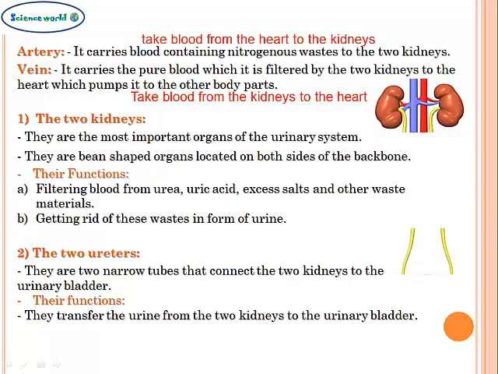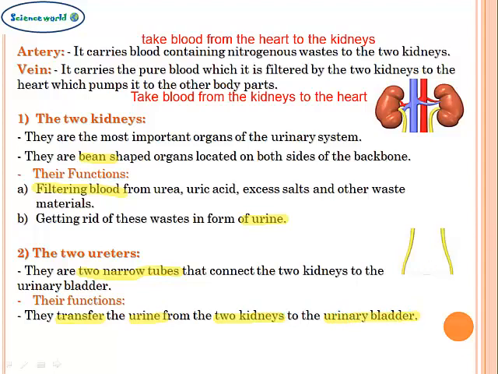So, we can conclude this part as the 2 kidneys are pin-shaped, located on both sides of the backbone. Their functions: filtering blood from wastes and getting rid of these wastes in the form of urine. And about the 2 ureters, they are 2 narrow tubes, 2 small tubes that transfer urine from the 2 kidneys to the urinary bladder.